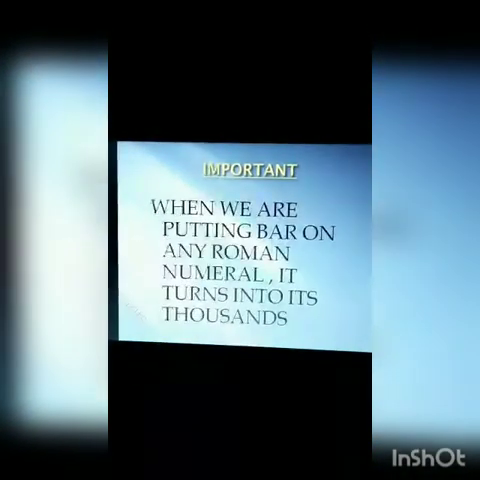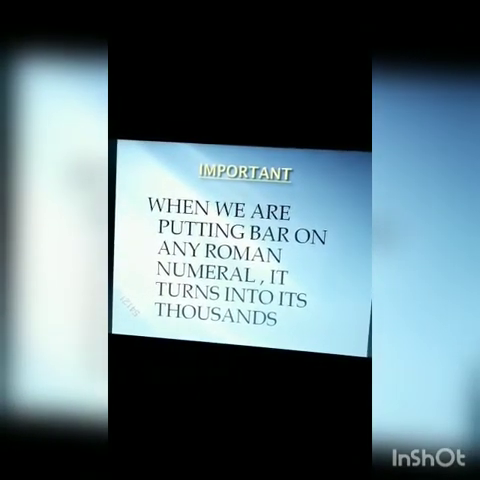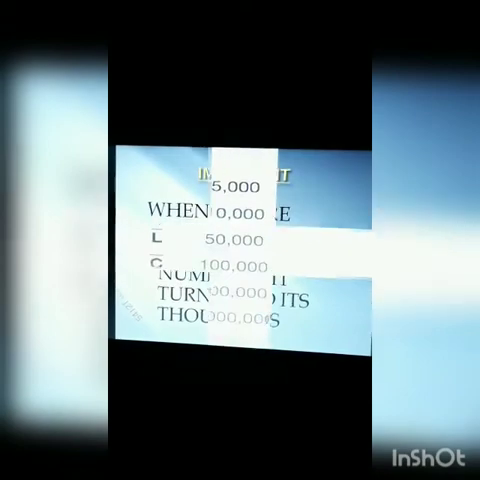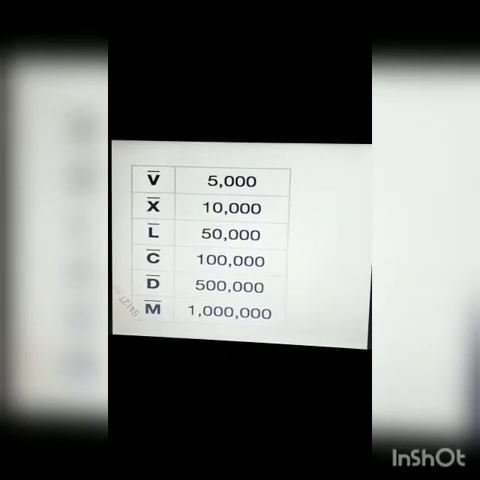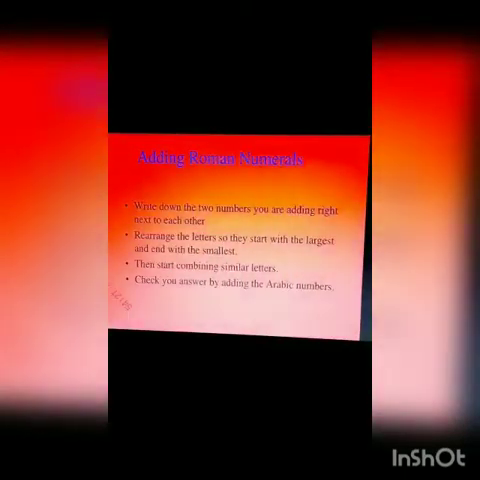Now, one important condition is here. When we put a bar on any Roman numeral, it turns into its thousands. Like V with a bar becomes 5000, a bar over X makes it 10,000, L with a bar is 50,000, C with a bar is 100,000, D with a bar is 500,000, and a bar on M makes it 1 million.